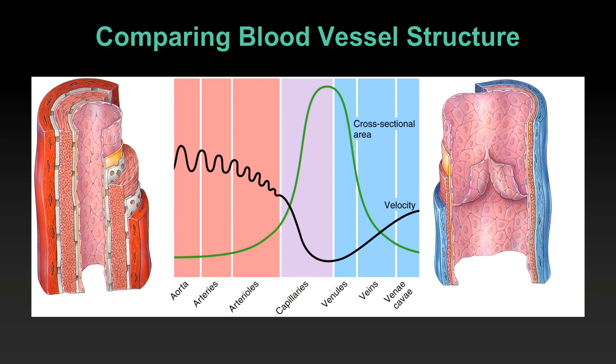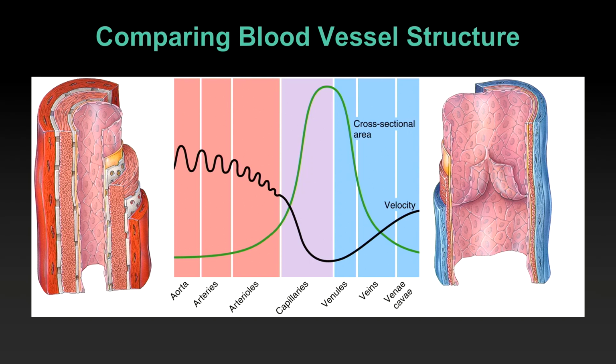Now, why is it important to have a low velocity moving through the capillaries? It's important to give time for things to exchange. Time to offload oxygen, time to onload CO2, time to deliver glucose, time to deliver hormones, time to pick up hormones. Really low velocity at the capillaries because of their large cross-sectional areas.